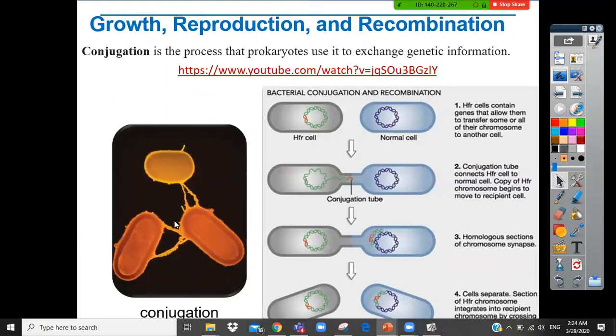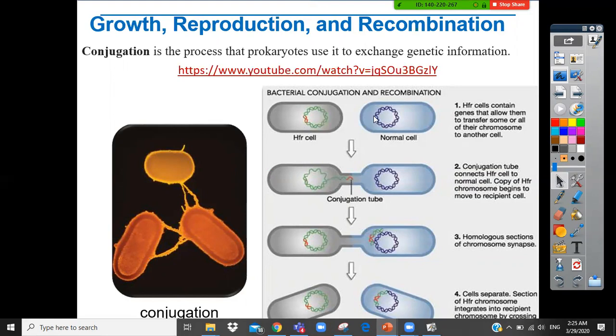This is a picture here. This picture is a real picture under the microscope of 3 bacterial cells, and they are undergoing the process of conjugation. This is clarifying how conjugation is happening.